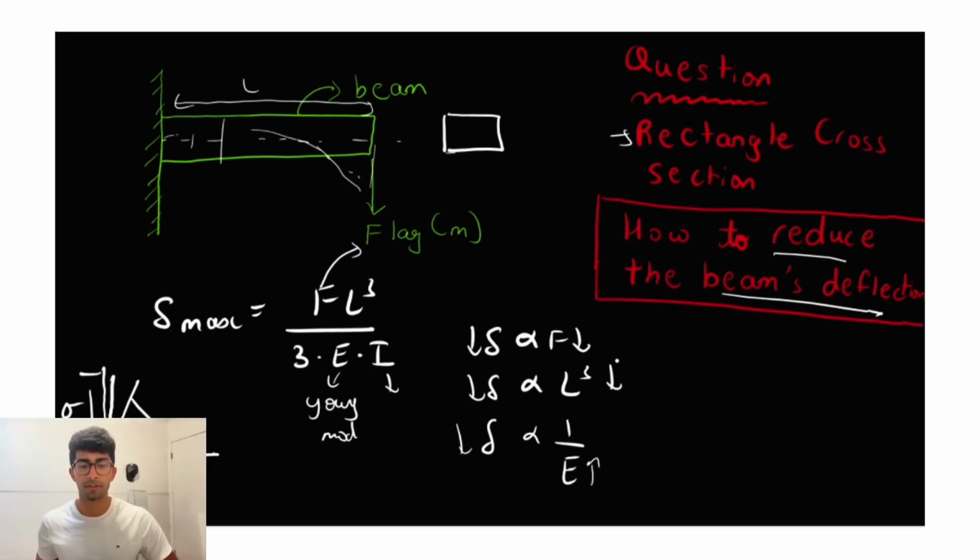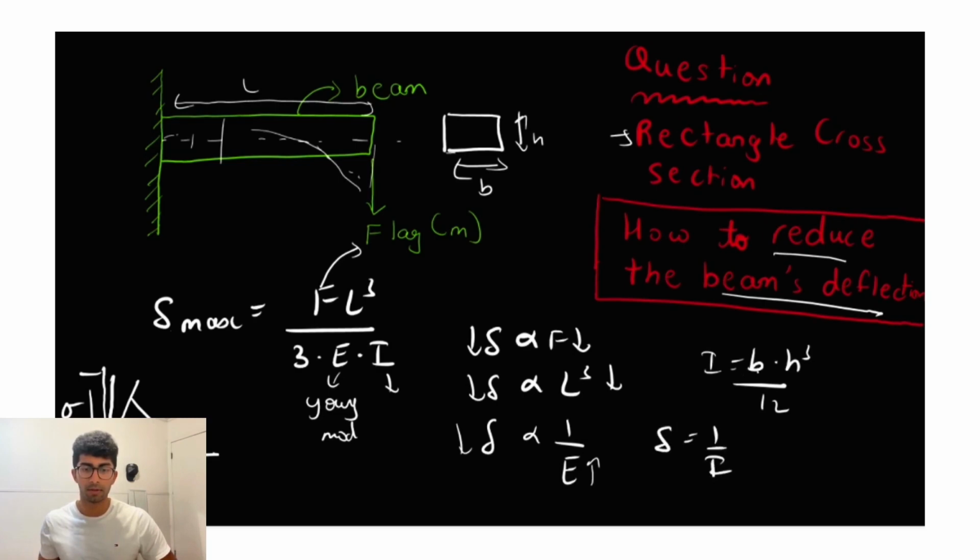And finally, your moment of inertia. The formula for moment of inertia for a rectangular cantilever beam is I equals B times H cubed divided by 12, where B is your breadth and H is your height. Therefore, if you increase either your breadth or your height, that would increase your moment of inertia, therefore decreasing your deflection. If you increase your moment of inertia, that would decrease your deflection. So that is how you would answer this question.